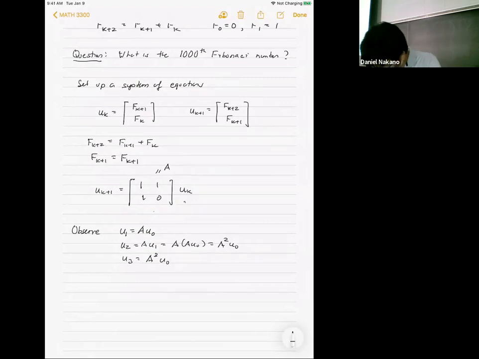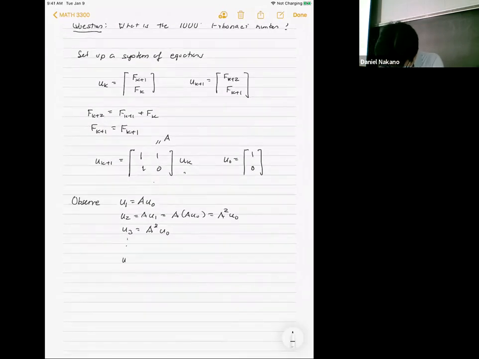Okay, so I should say what u0 is. So u0 from the very start is just the vector (1, 0). It's the first Fibonacci number, the 0th Fibonacci number by definition. So you just go along and u_k is equal to A to the k times u0. So if I knew how to figure out what A to the k was, I could just multiply times u0 and I would get the kth Fibonacci number.